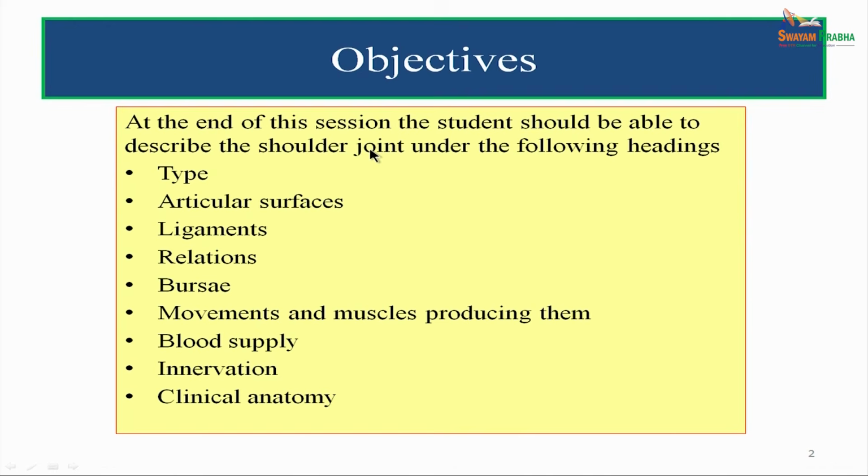The objectives of this session. At the end of this session, the student should be able to describe the shoulder joint under the following headings: type, articular surfaces, ligaments, relations, bursae around the joint, movements and muscles producing them, blood supply, innervation and clinical anatomy.